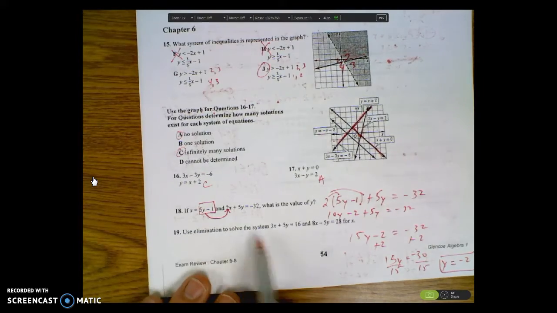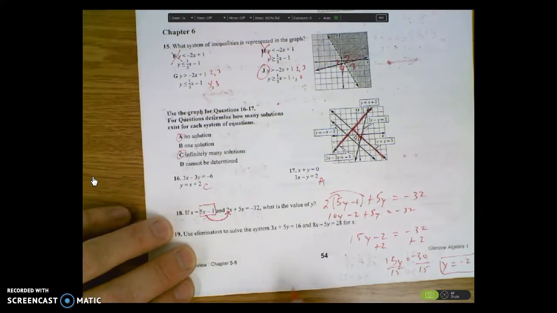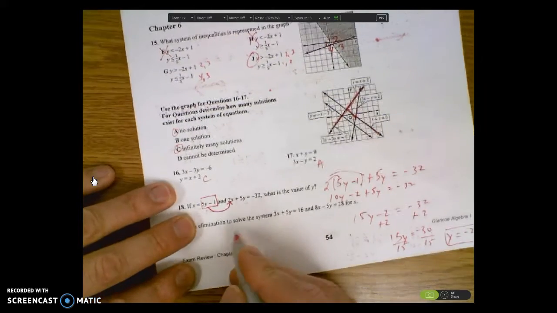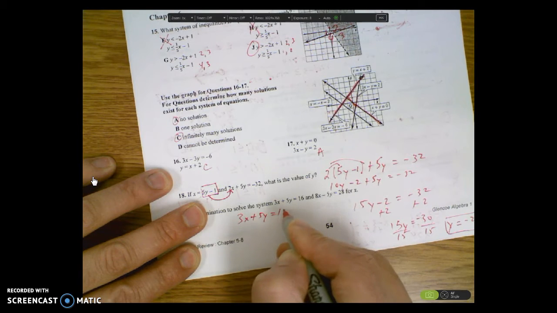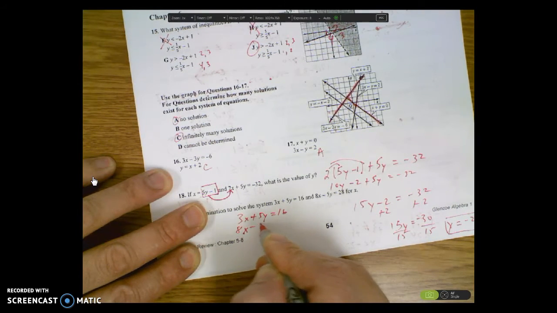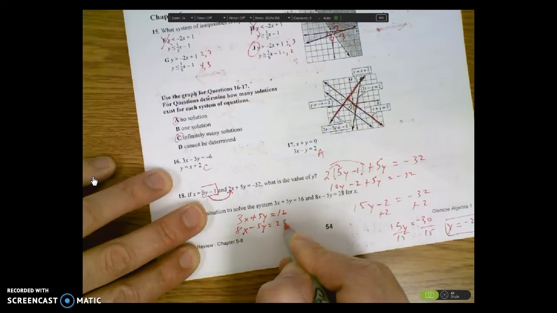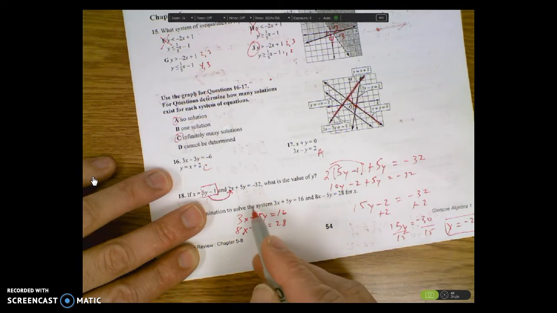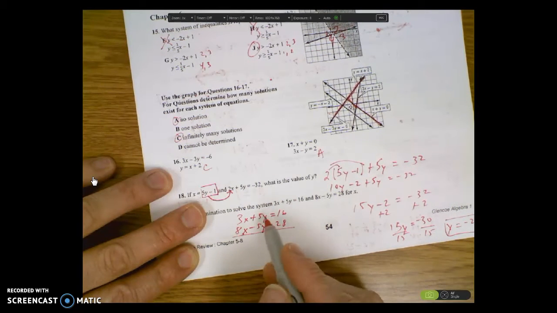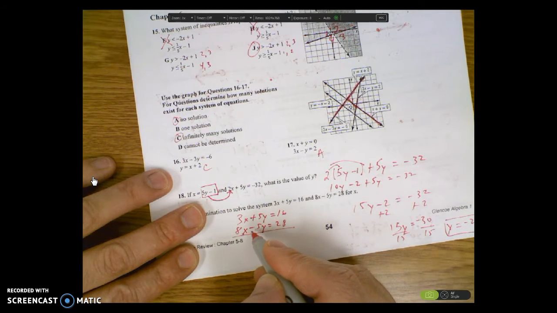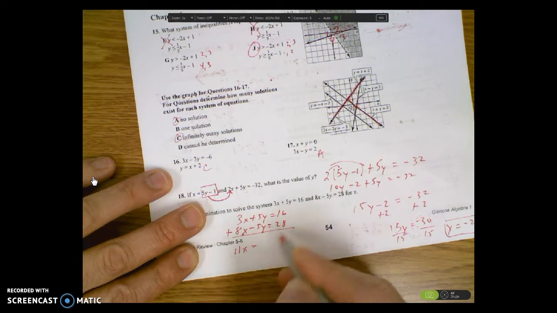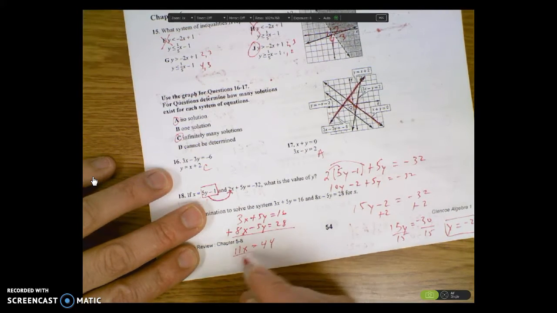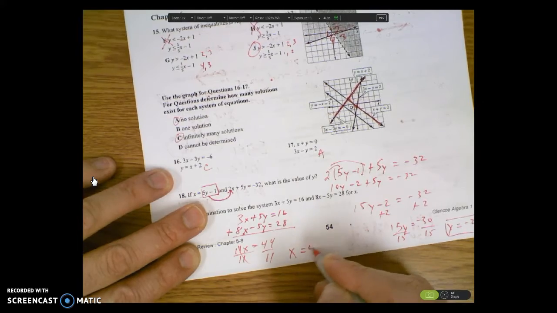All right. And when this says use elimination, I don't care what method you use, but we will use elimination here. I'm going to write the first one on top, 3x plus 5y equals 16, and 8x minus 5y equals 28. The good news is the y values have the same coefficient. We say same sign subtract, but these are different signs on the y's. So we're going to add these two, and 8 and 3 is 11x, and 16 and 28 is 44. That makes me feel good. Divide by 11, and x equals 4.